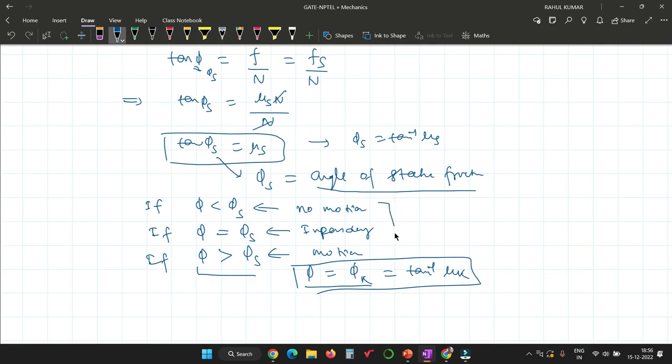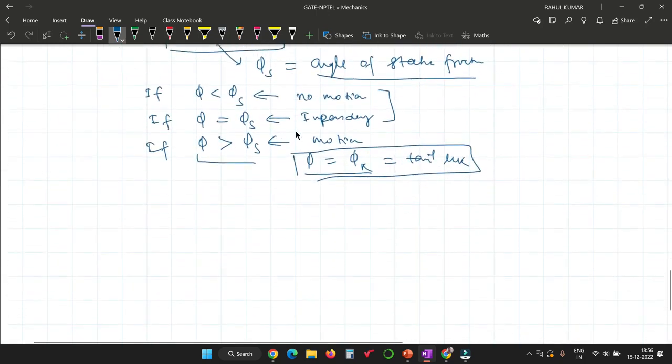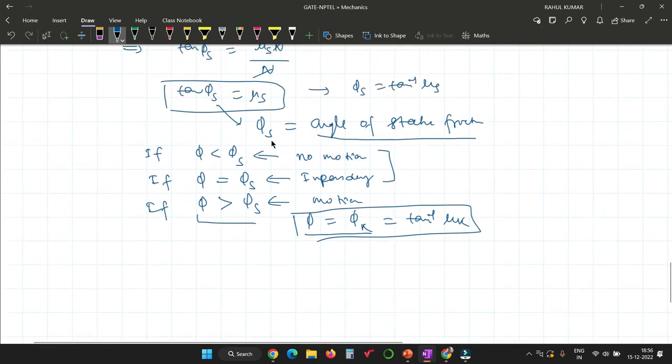So in this situation only, when you increase the amount of external force, there will be change in phi. But after this point there will be no change in phi, because after that the F will be constant. That's why the angle phi will remain constant. So the limiting case phi is called what? Angle of static friction. Tell me, is there any doubt?